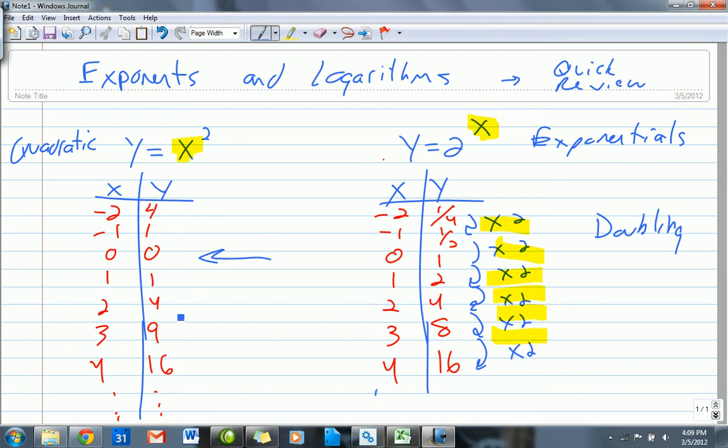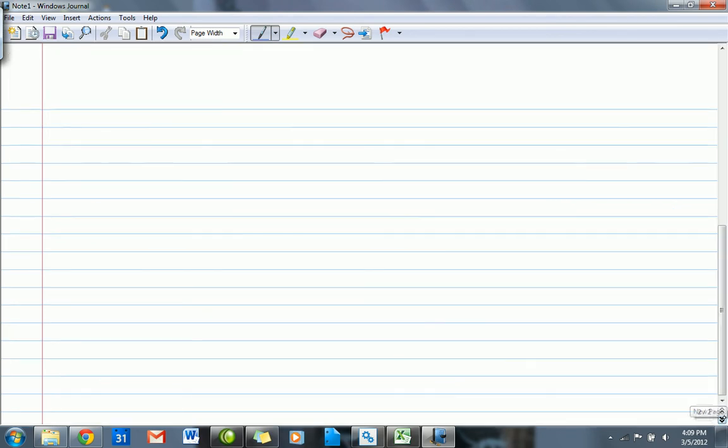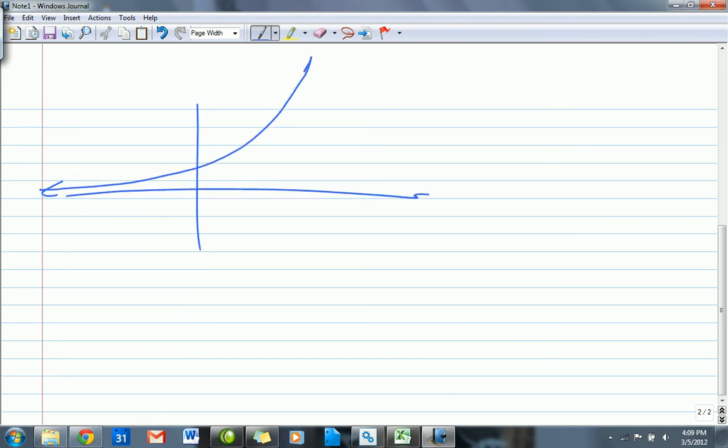Okay, and of course different patterns do emerge. But what I want to focus on is this exponential. So let's turn the page and kind of think about what that doubling looks like. And here's a general graph of y equals 2 to the x. Okay, goes through the point 0, 1, because 2 to the 0 is 1.